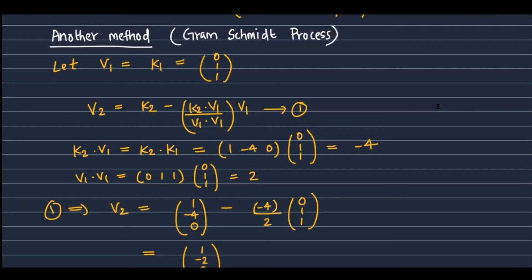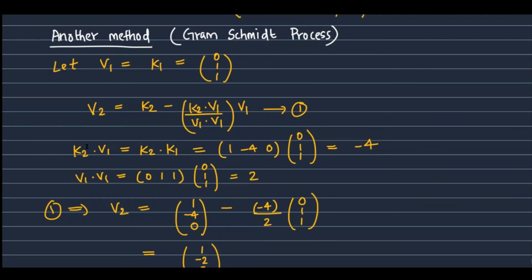So for this, we have K1 and we see that K1 and K2 are not orthogonal. So we will find another vector such that they become orthogonal. So we will denote K1 by V1. So V1 is 0, 1, 1. And for V2, we will find a vector V2 such that V2 is orthogonal to V1. So V2 is given by K2 minus (K2 dot V1 by V1 dot V1) into V1.